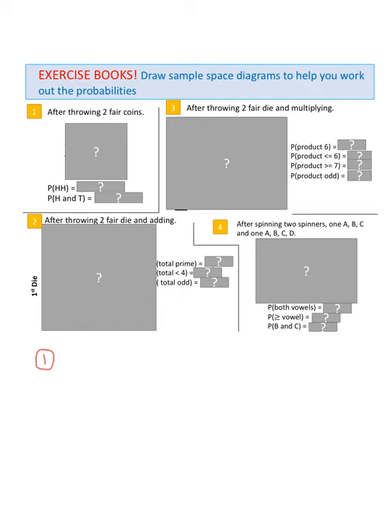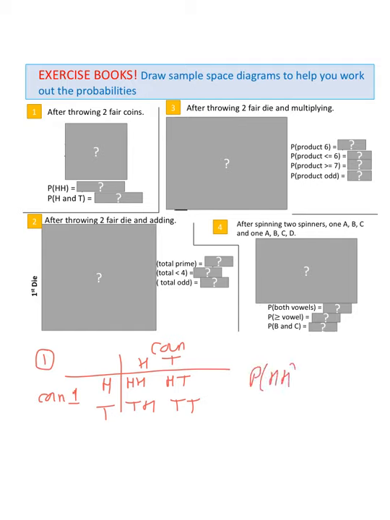So for question 1, if you're throwing 2 fair coins, I'll have coin 1, I can choose a head and a tail. And on coin 2, I can choose a head and a tail. So I can have a head and a head, a tail and a head, a head and a tail, and a tail and a tail. So the probability of choosing a head and a head: there's only one chance out of a total of 4 possible outcomes. So the probability is 1/4.